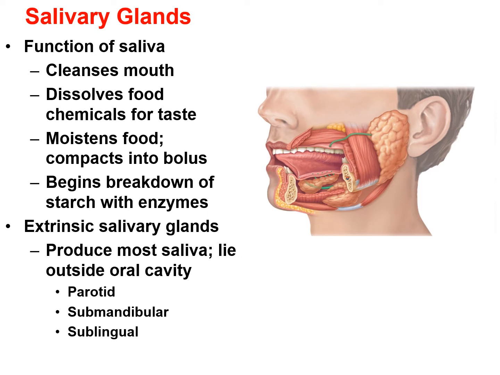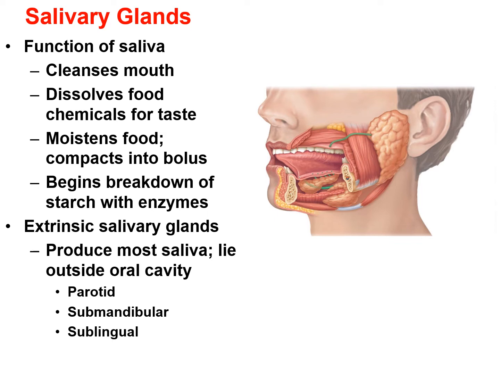Some accessory digestive organs that we need to take a closer look at are your salivary glands. Salivary glands are located outside of the oral cavity, but you will have ducts carrying the saliva that these glands produce and dumping it into the oral cavity.